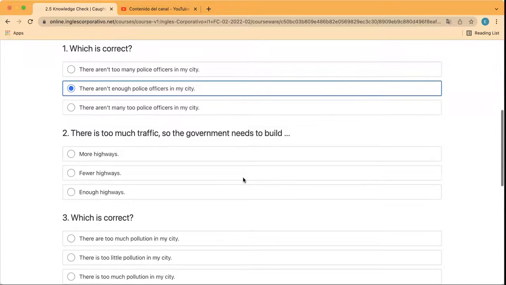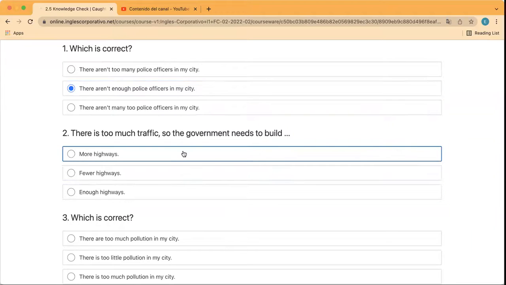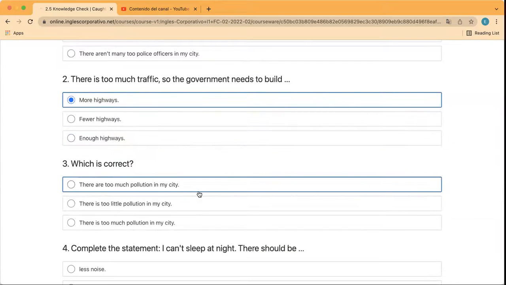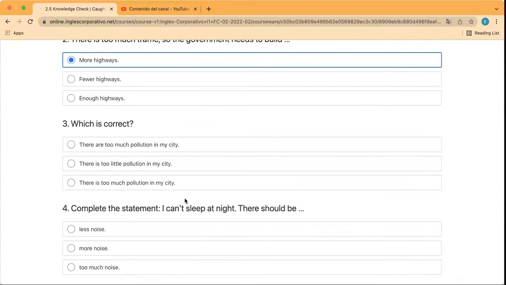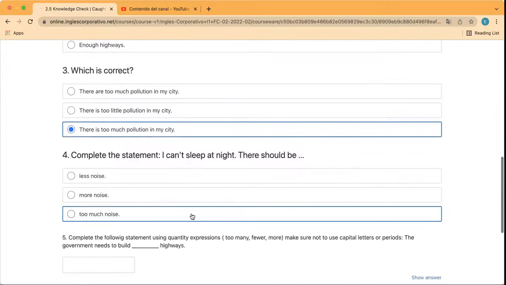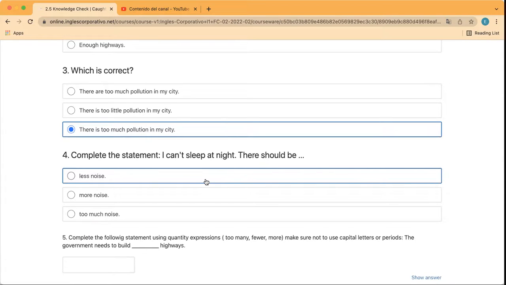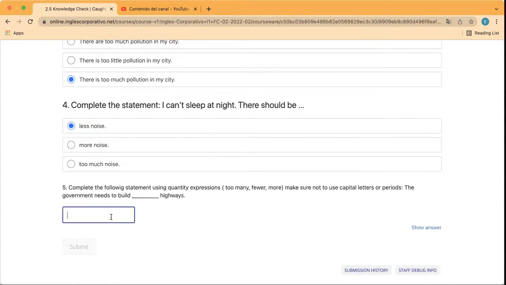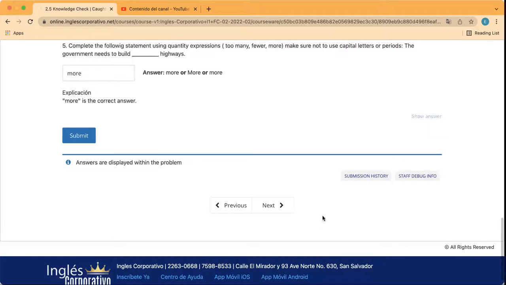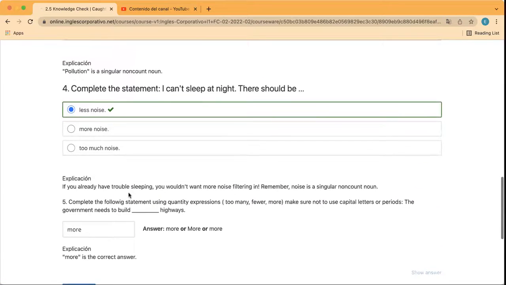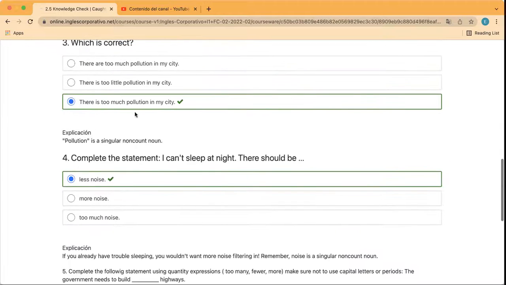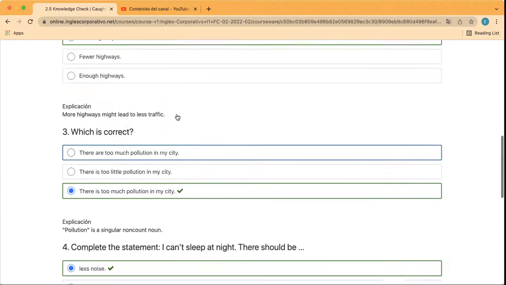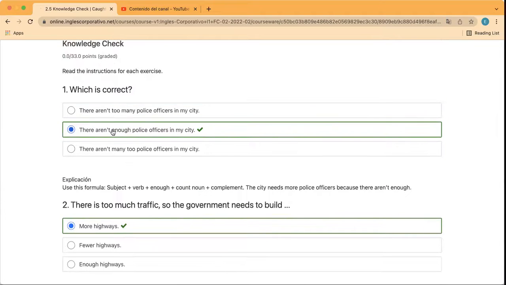What about number two? First one. Okay. Number three? The third one. Okay. Number four? The first. Okay, and number five, what is the correct word? More. Okay. Hey, very good. More is the correct answer. Less noise. There is too much pollution in my city. More highways. And of course, there aren't enough police officers in my city.